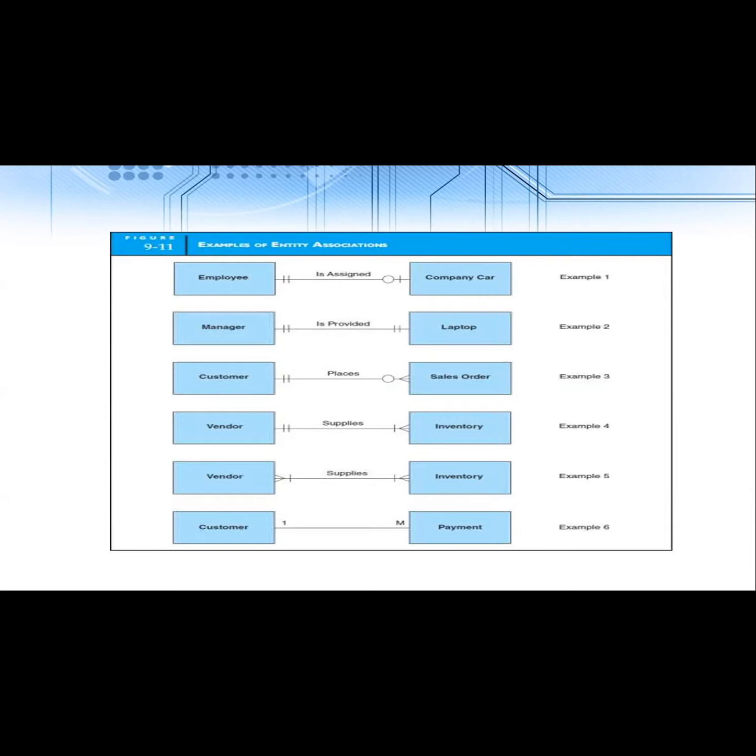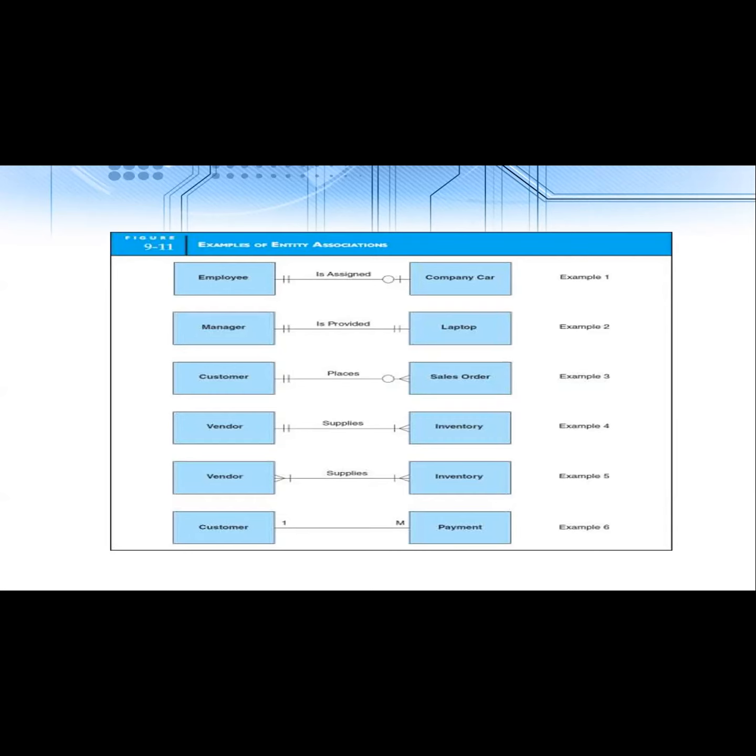The crow's foot symbol, which gives this form of notation its name, depicts the many, or upper, cardinalities at the sales order end of the association line from the perspective of the sales order entity. However, every occurrence of a sale is associated with one and only one customer.